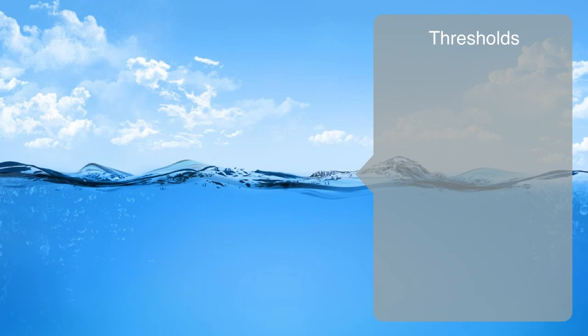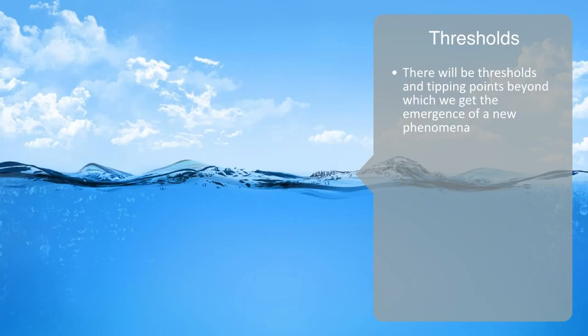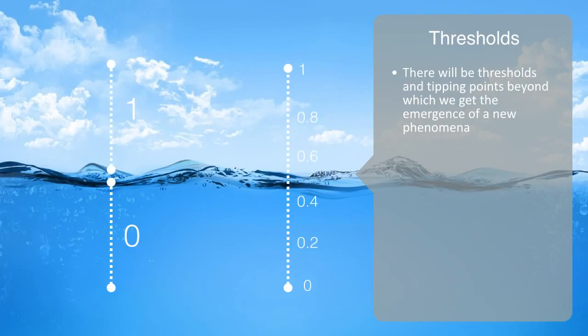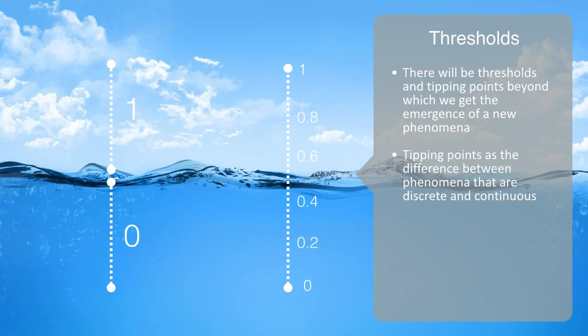As we go up this hierarchy, there will be thresholds and tipping points beyond which we get the emergence of new phenomena. One way to think about tipping points is that many emergent phenomena are discrete, meaning either you have them or you don't. Either a city has an airport or it doesn't. You can't have half an airport. But many factors are also continuous, like the population of a city. You don't go from 1 million people to 2 million people. There's a long continuum in between.